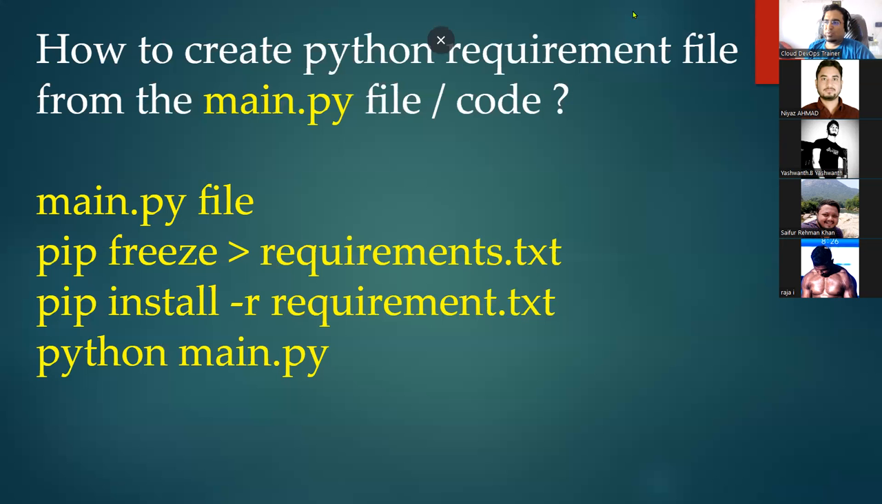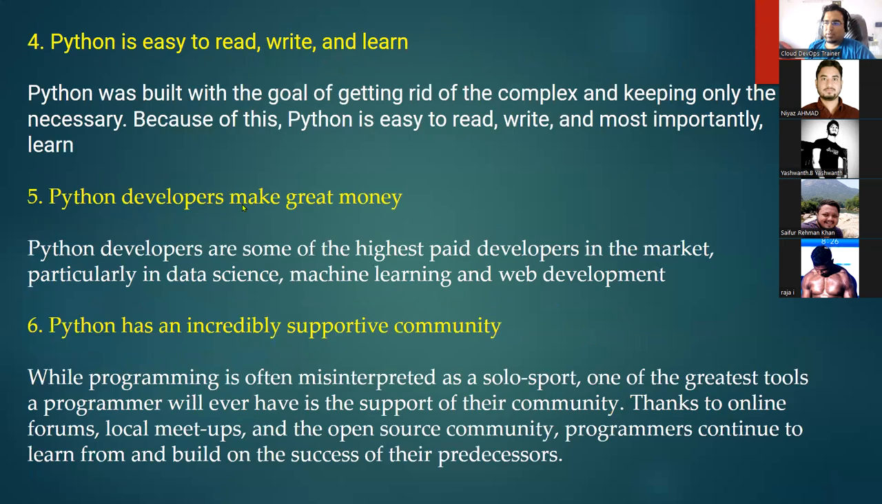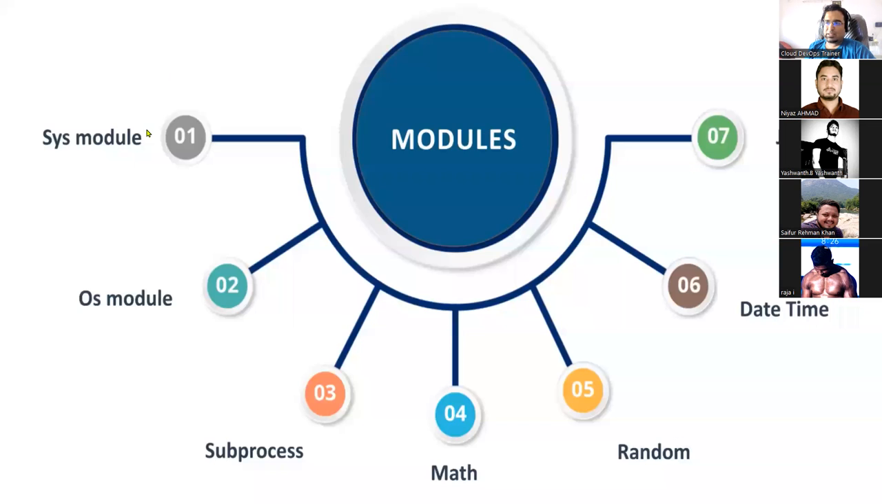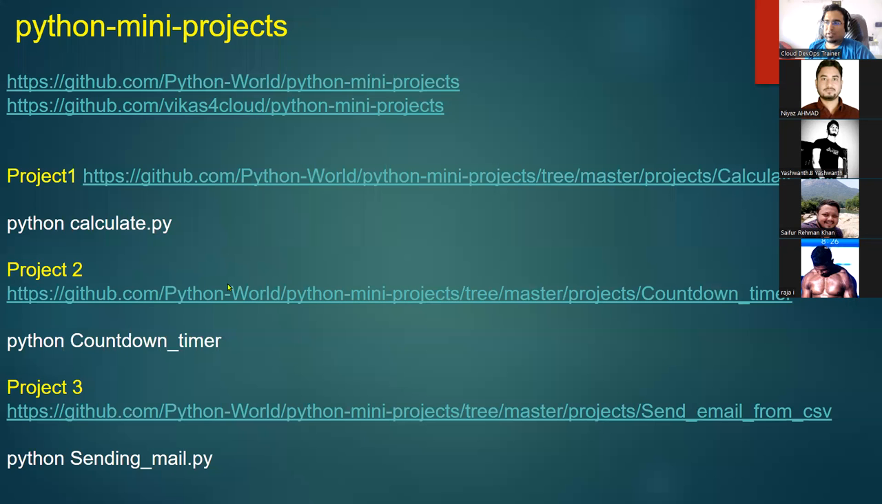What is the difference between Python 2 and 3? Now the practicals will come. The main.py file, freeze, installing Python, and all the details. How to install it on Windows, how to install it on Linux, like that. And what are the modules available in Python?